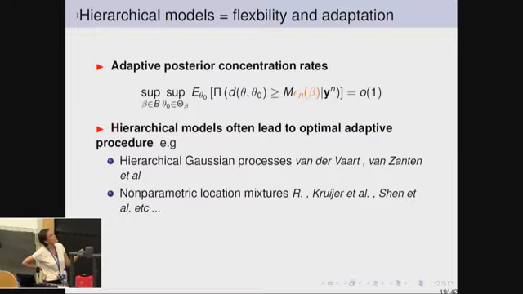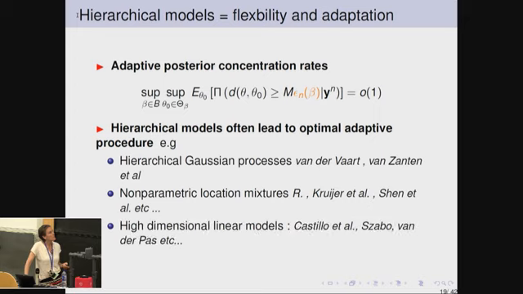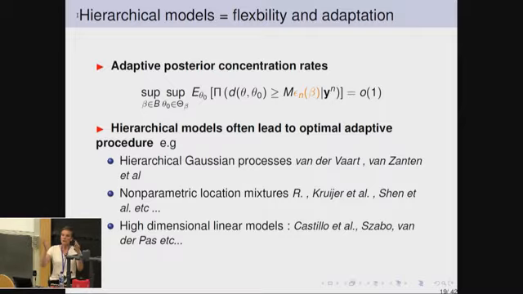So for instance, if you take a Gaussian process, typically it's non-adaptive, but if you take a hierarchical Gaussian process, there are ways of constructing the hierarchy, then you get adaptive procedures over Hölder spaces or Sobolev spaces. If you take non-parametric mixtures, they are naturally adaptive as well, by putting some priors on some of the hyperparameters and so on. And if you take a nonlinear regression, for instance, and you don't know the sparsity of your parameter, you don't know how many coefficients you should take in your model, then by putting a correct prior on this number of coefficients, you can also learn the sparsity of your model, and so you are adapting again.